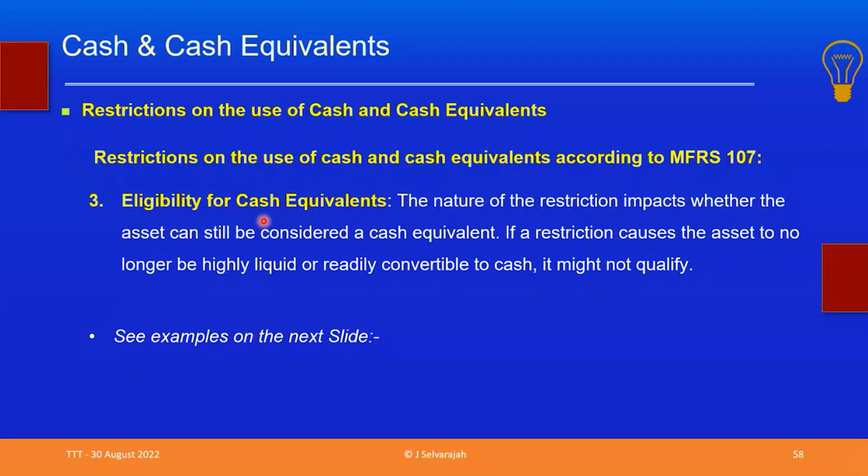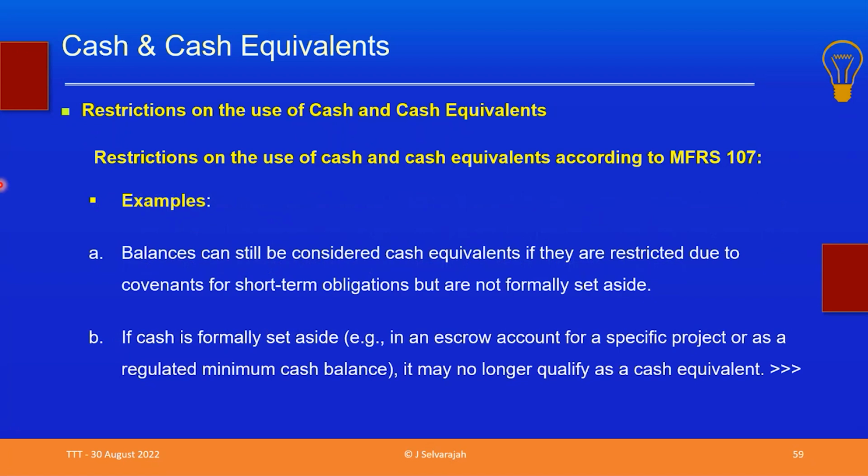Also, eligibility for cash and cash equivalent. The nature of any restriction impacts whether the asset can still be considered a cash equivalent. If the restriction causes the asset to be no longer highly liquid or readily convertible to cash, it will not qualify as cash and cash equivalent. Let's have a look at some little things on the next slide. Restrictions. Balances can be considered cash equivalent if they are restricted due to covenants for short-term obligations but are not formally set aside.